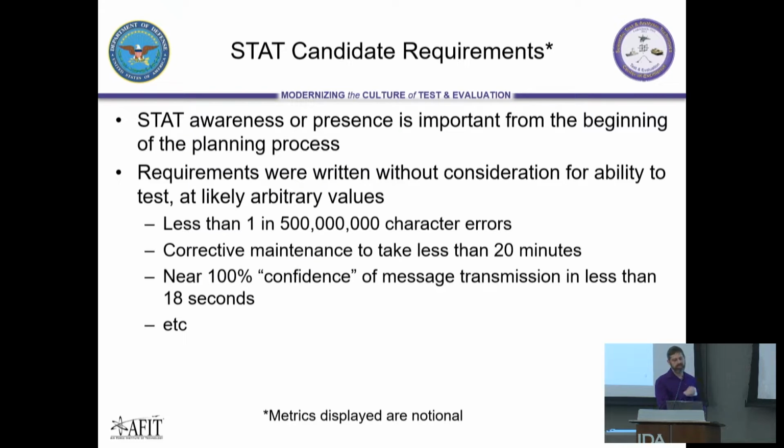So one of them was less than 1 in half a billion character errors, I'd say. Or corrective maintenance is to take less than 20 minutes. Or, I think it was 99.9% confidence of message transmission in less than 18 seconds.